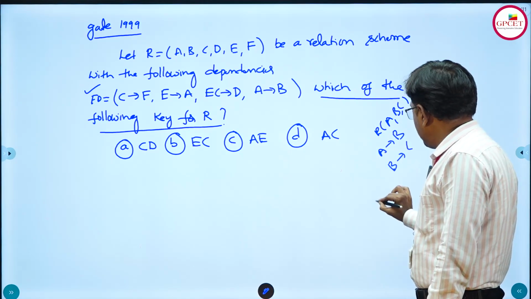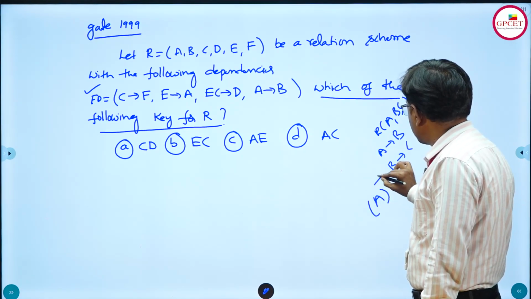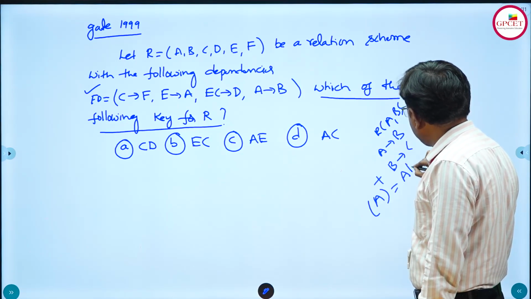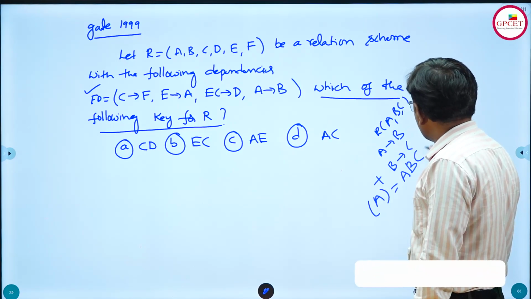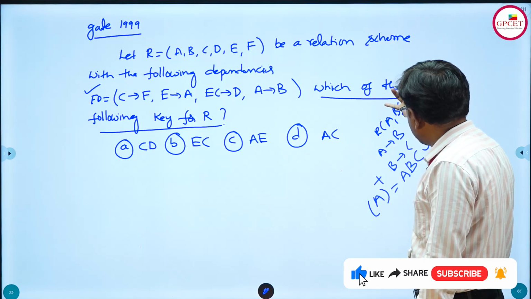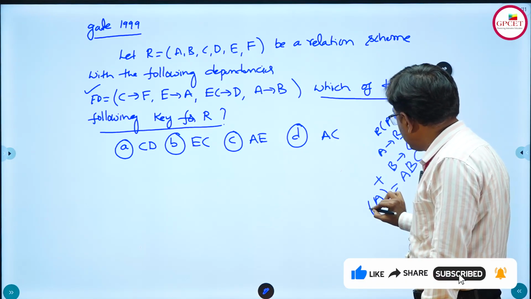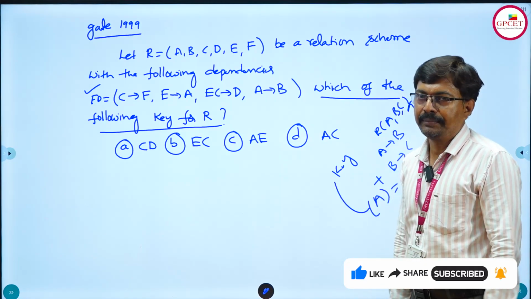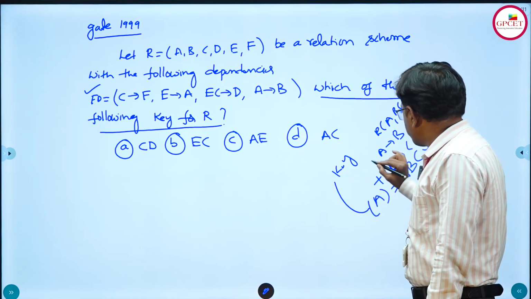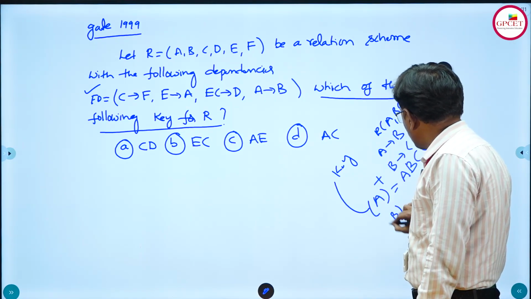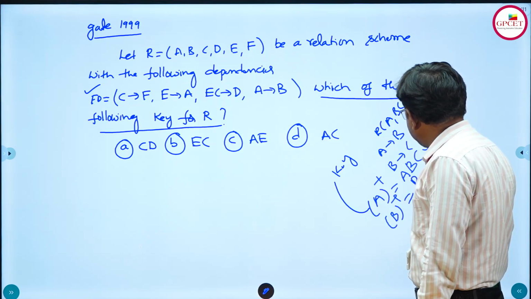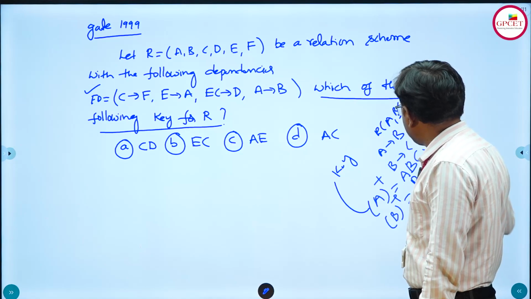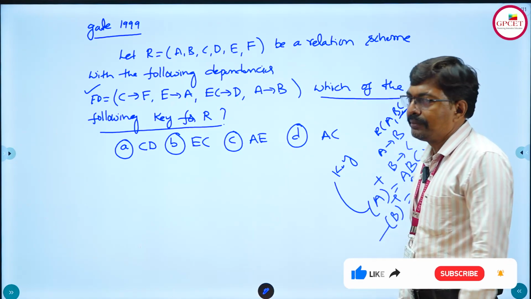And what is meant by A closure? A closure is nothing but simply we can write A derives what? B, B derives what? C. We can get the original relation. Yes, we can get the original relation. That's why A is a key or super key or candidate key. Clear? Suppose B closure. What is B closure? BC. We can't get the original relation, only BC. That is, A can be missed. That's why B is not a key.